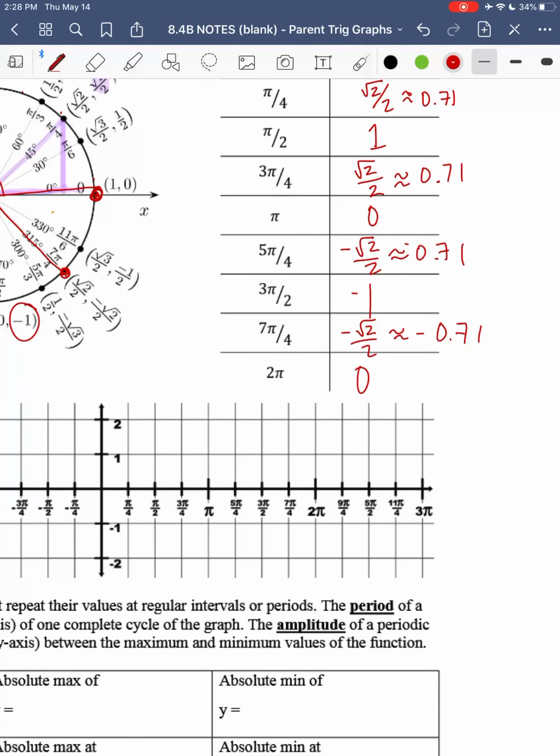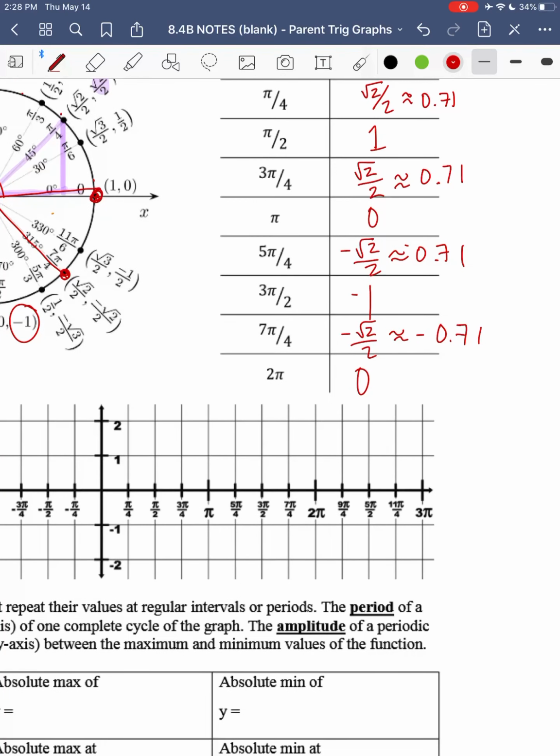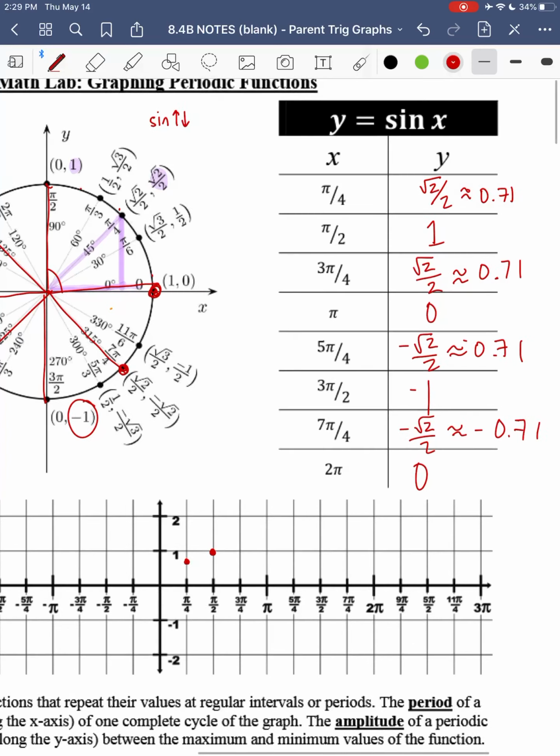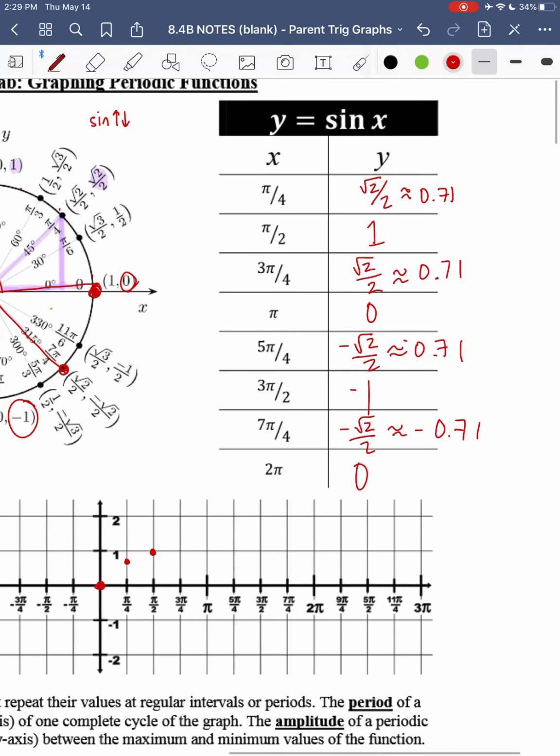So let's look right here. At pi fourths, our value is 0.71, so we're about right there, almost a quarter of the way up. At pi halves, we're at 1, okay? We could have done at 0, we start right here on the circle, right? And we should start at 0 also, so we could fill that dot in. At 3 pi fourths, we're back at 0.71.